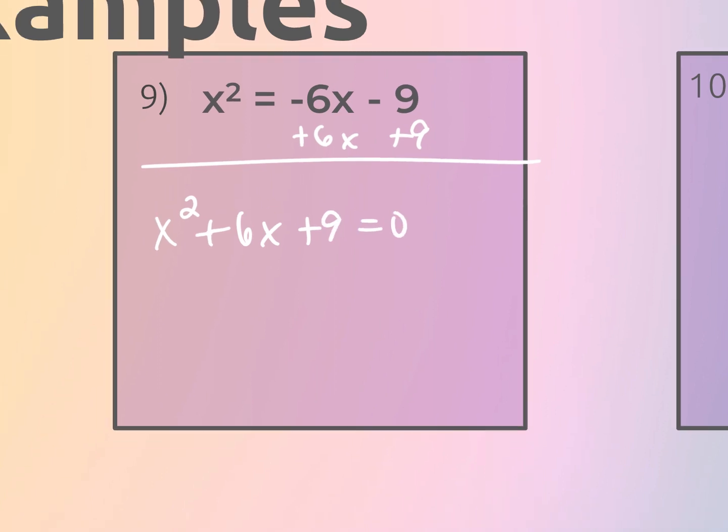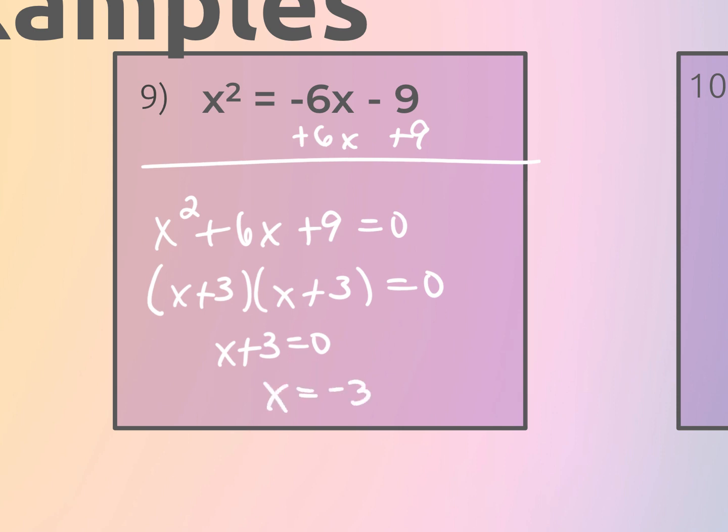Does anybody notice anything about this? It's a perfect square trinomial. All right. If you did not notice that, no big deal. You could say, what are the factors of 9 that multiply to give me 9 and add to give me 6? What would that be? So x plus 3 and x plus 3. So what's your answer here? Yep, you have x plus 3 equals 0. So x equals what? Negative 3.